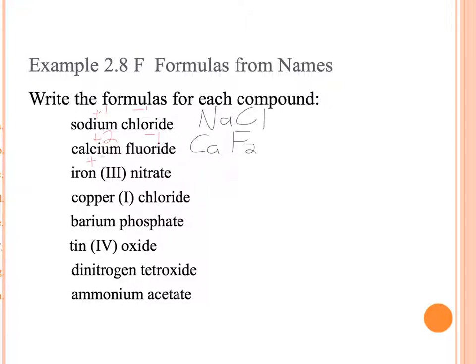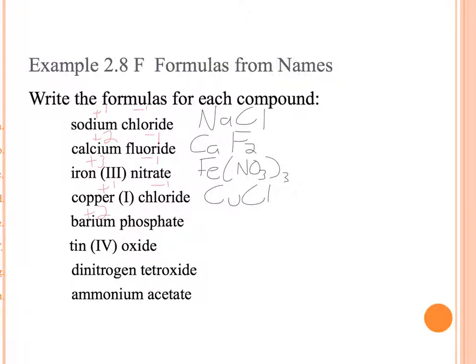Iron 3 nitrate. Iron, they're telling us, is +3. Nitrate is -1. Balance those out, we get Fe(NO3)3. Copper 1, that's copper is +1. Chlorine is -1. CuCl, one of each.